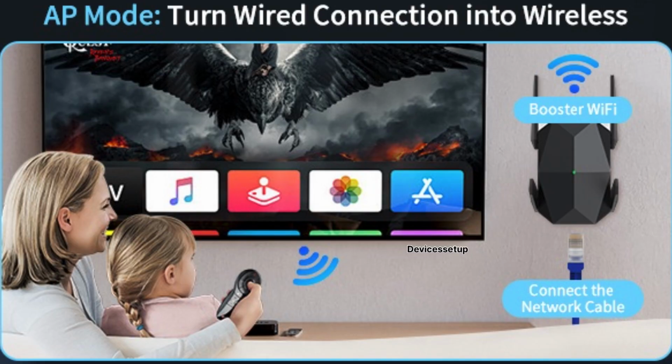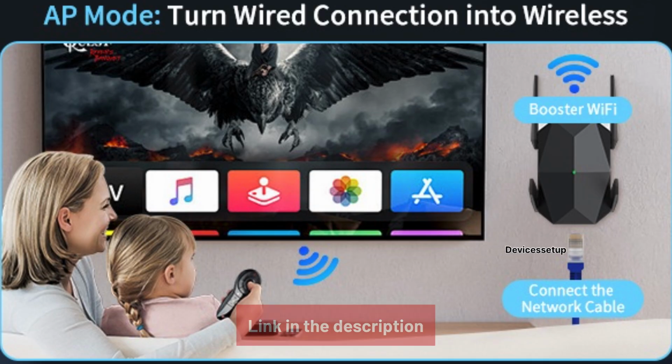Just in case, if you want better Wi-Fi speeds from your Wi-Fi 6 extender, then you can also set this extender in access point mode. Watch video given in the description to learn how to do it.